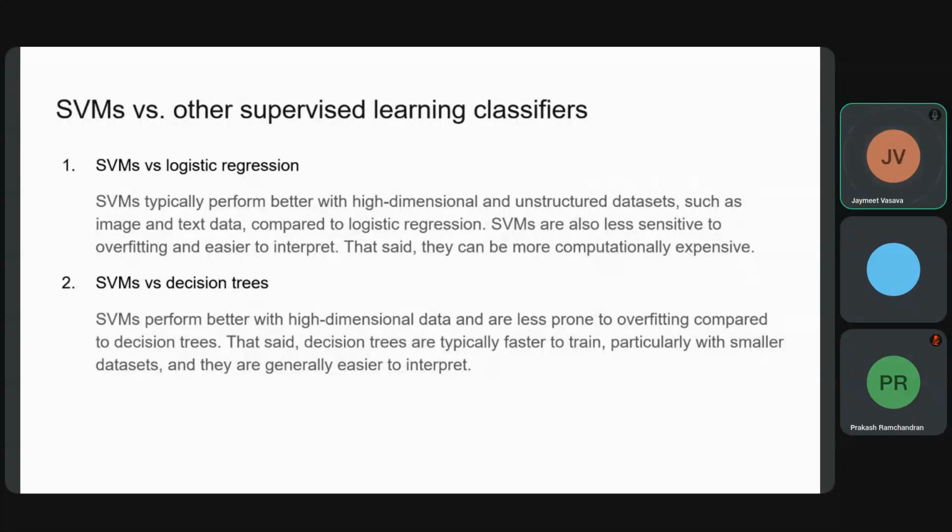So, as we have discussed the SVMs, let's discuss SVMs theoretically and with other supervised learning classifiers. Starting with support vector machines versus logistic regression. SVMs are better at high dimensional data and unstructured data such as image and text compared to logistic regression, SVMs are less sensitive to overfitting and easier to interpret, but they are computationally expensive.